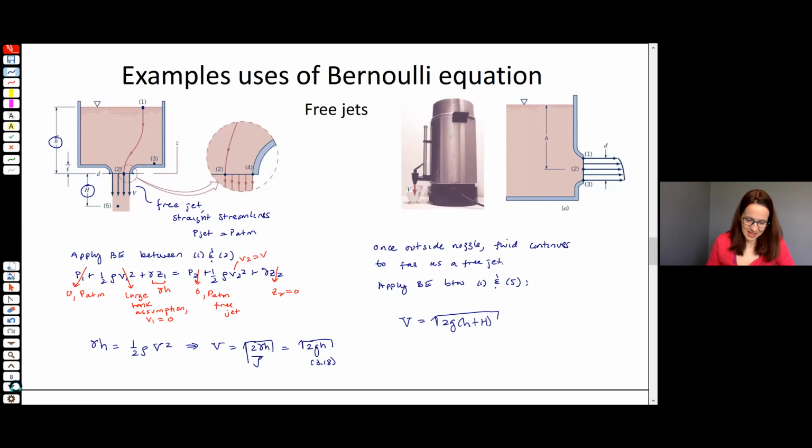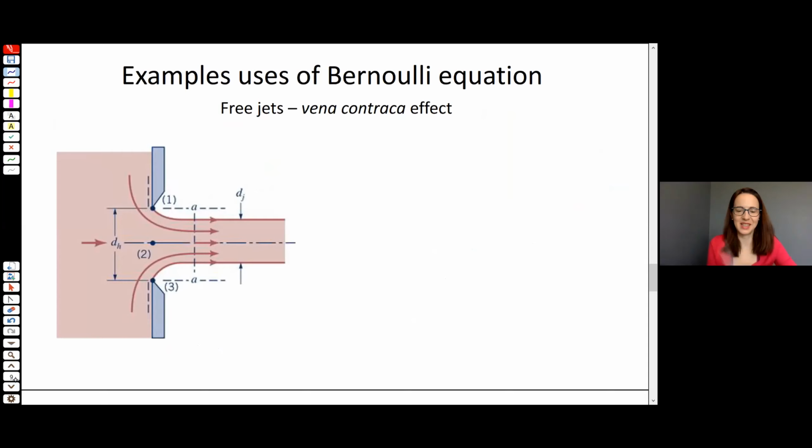Okay, a couple more things to talk about today, if you guys don't have any questions. Want to talk about how when this jet exits the tank, it's not going to have the same diameter as the exit hole of the tank usually. If the exit is shaped really nicely and curved like a nozzle, then the exit jet of water or whatever fluid will have the same diameter. But that's not usually the case.